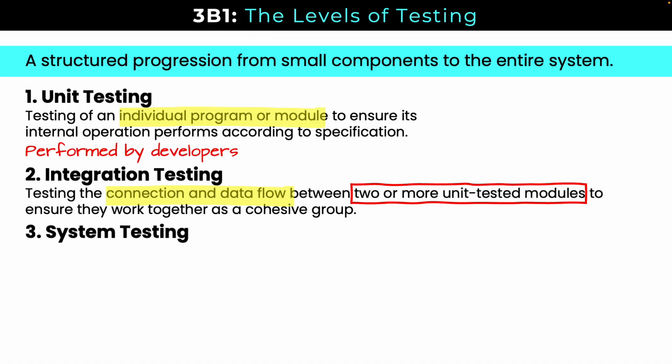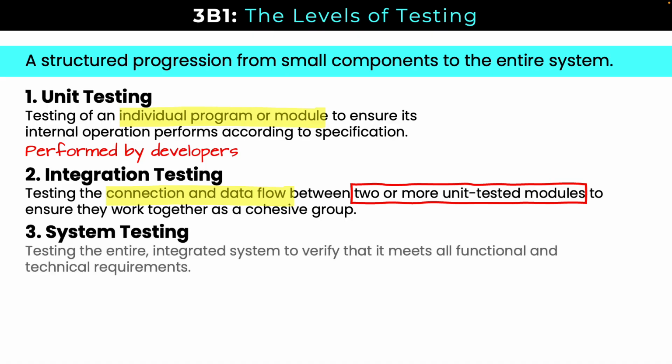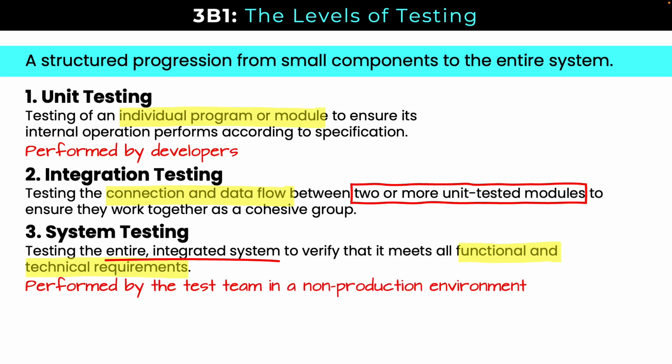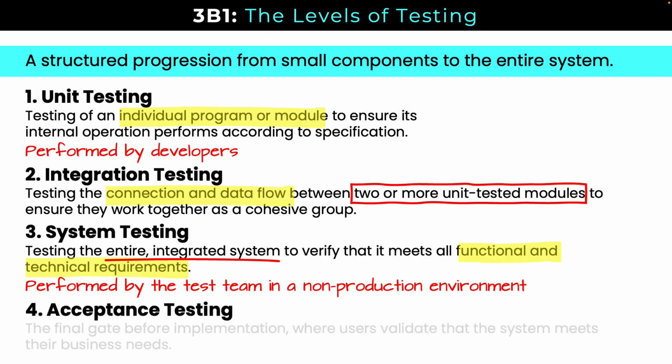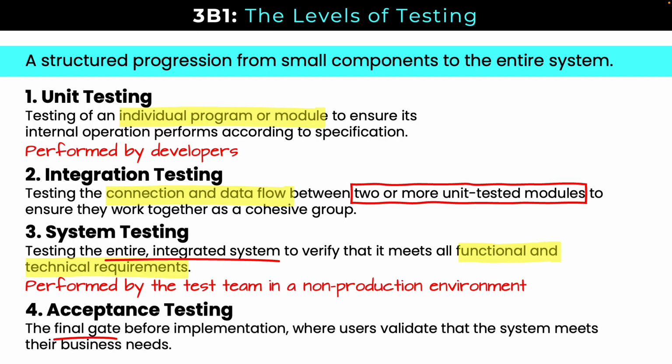Moving up the stack, we have system testing, testing the entire integrated system to verify that it meets all of our functional and technical requirements. This is typically going to be performed by the test team in a non-production environment. Then finally, we have acceptance testing. This is the final gate before implementation. This is where users validate that the system meets their business needs. So that's the high level.